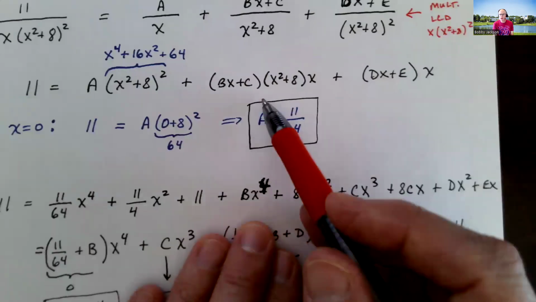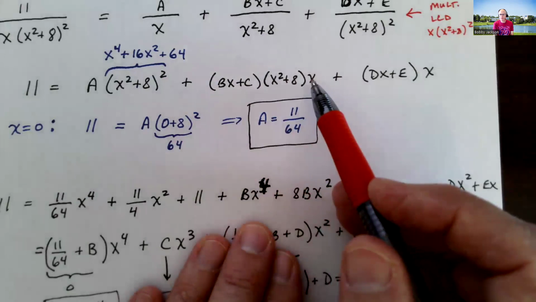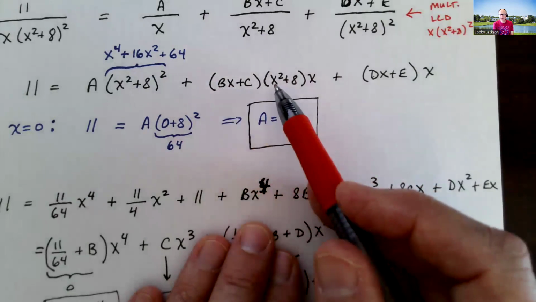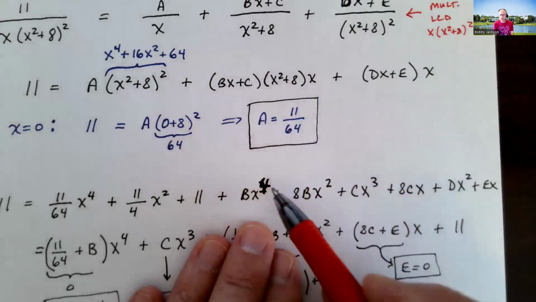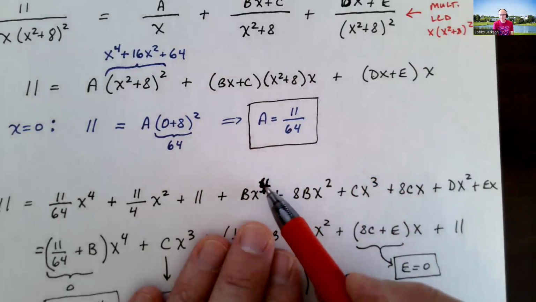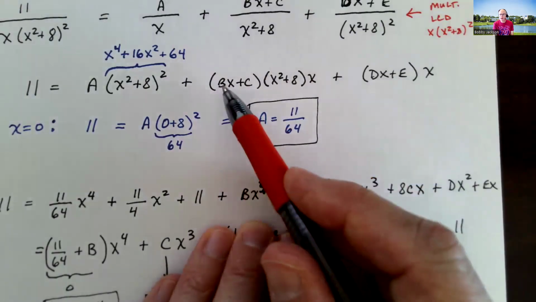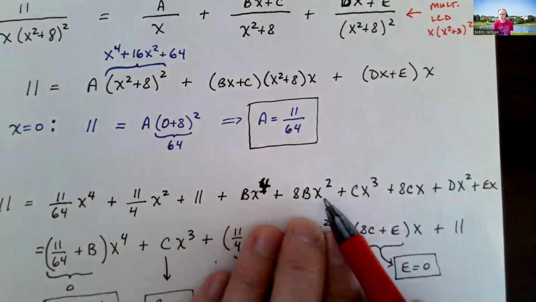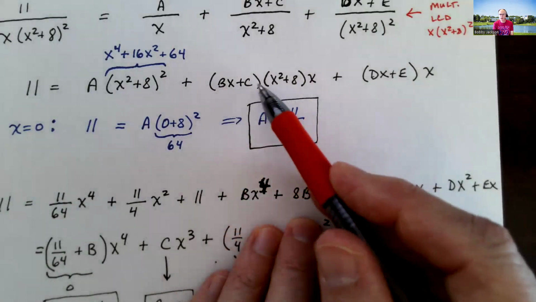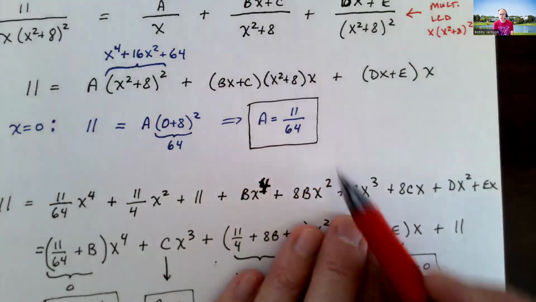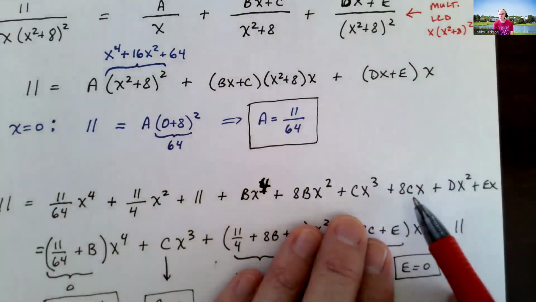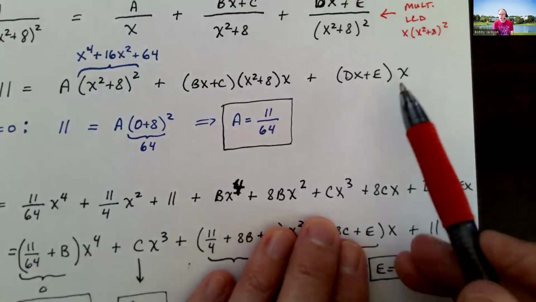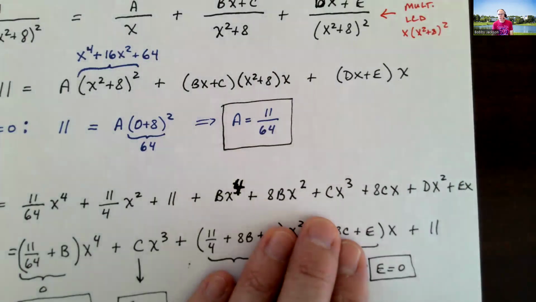Here I'm going to expand this out so I can FOIL it and then multiply by x. So bx times x is bx squared, times x is bx cubed, times x is bx to the fourth. Sorry, that's a 4 there. The outer is bx times 8, which is 8bx, times x is 8bx squared. Cx squared is the inner, times x is cx cubed, and last, c times 8 gives me 8c times the x. Here I just distribute the x, I get dx squared plus ex.